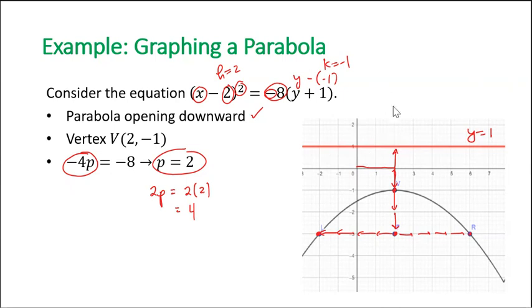Okay, and then the axis of symmetry is the line perpendicular to the directrix, and that line passes through the vertex and the focus. And this axis of symmetry has equation x is equal to 2. So this is the graph of the parabola (x minus 2) quantity squared equals negative 8 times the quantity of y plus 1.